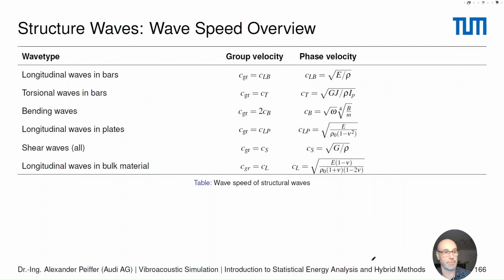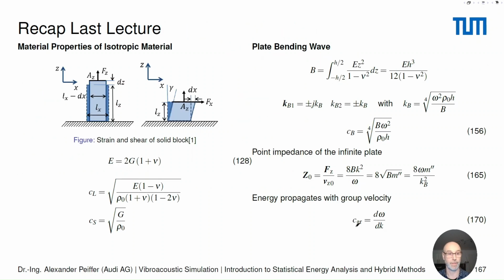Finally, just to give you an overview and to summarize how complicated the structural wave speeds are, here is an overview of several wave speeds, phase and group velocity, in bars, torsional waves in bars, bending waves, longitudinal waves in plates, shear waves, which are the same everywhere, and longitudinal waves in bulk materials. So you see, this is why structures are complicated. Even for simple wave speeds in simple structures, you have to learn lots of formulas.